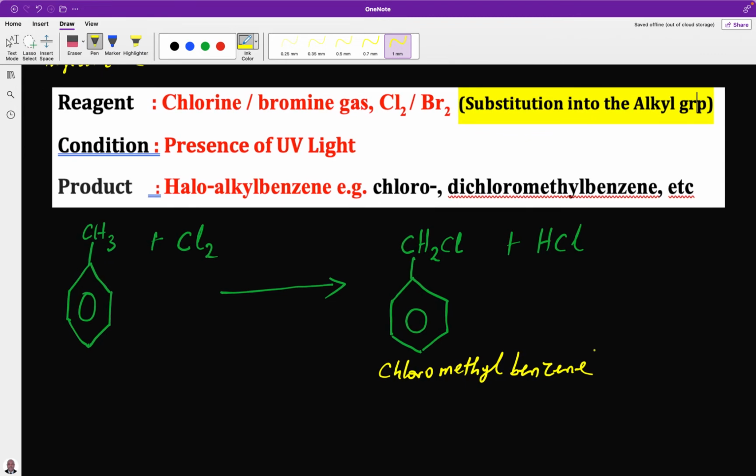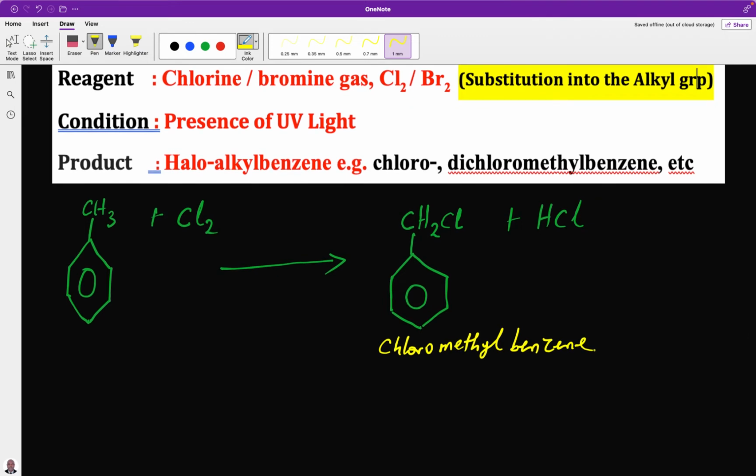So now, even though the methyl group is electron donating, the condition of the reaction has changed. The reaction is not going to be taking place this time around on the benzene ring. It's going to be taking place between the alkyl group and chlorine. So substitution is going to be in the alkyl group, not on the benzene ring. So now it is a continuous process until all the hydrogens there have been substituted. As halogenation continues, we can now use chloromethylbenzene for the reaction again.